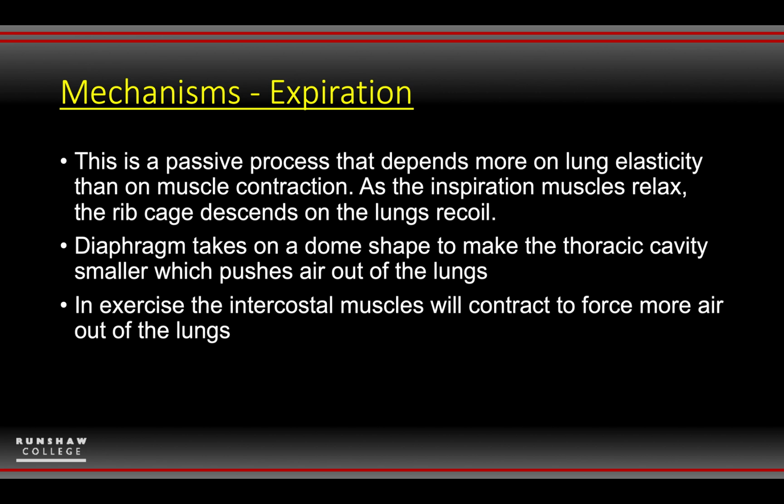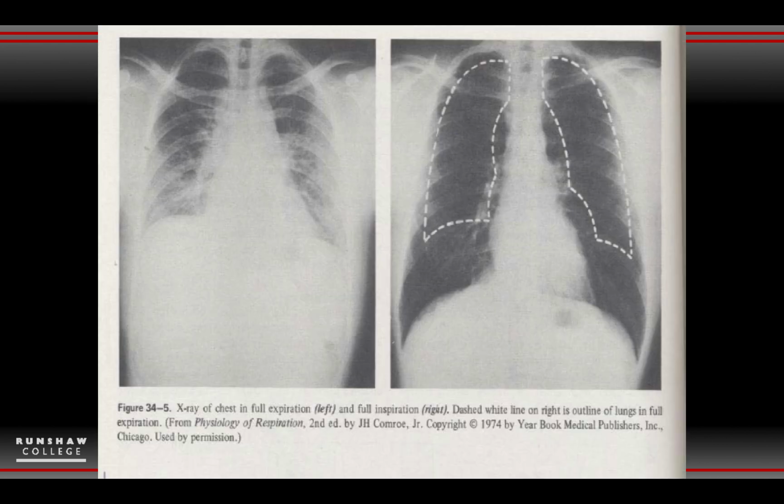So during exercise, this takes a bit of a different shape. So in order to then force more air out of the lungs, we then call upon the intercostal muscles again to further the contraction of the rib cage to decrease, to squeeze more air out. So on the left, we've got a full expiration, and this is somebody that has breathed all the way out as far as they can. And on the right, you can see the difference in the lung capacity there from one side to the other.